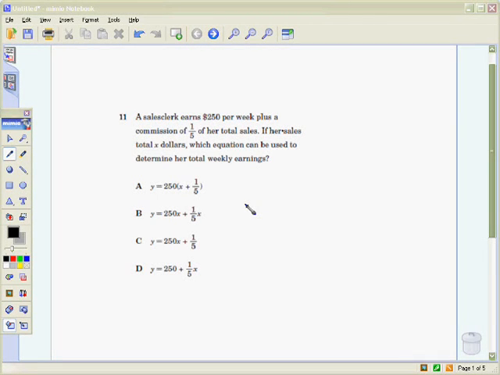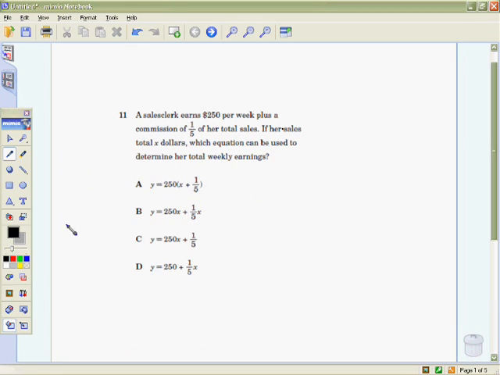Okay, today we're going to start talking about Objective 4, formulate and use linear equations and inequalities. Number 11. A sales clerk earns $250 per week plus a commission of 1/5 of her total sales. If her sales total X dollars, which equation can be used to determine her total weekly earnings?